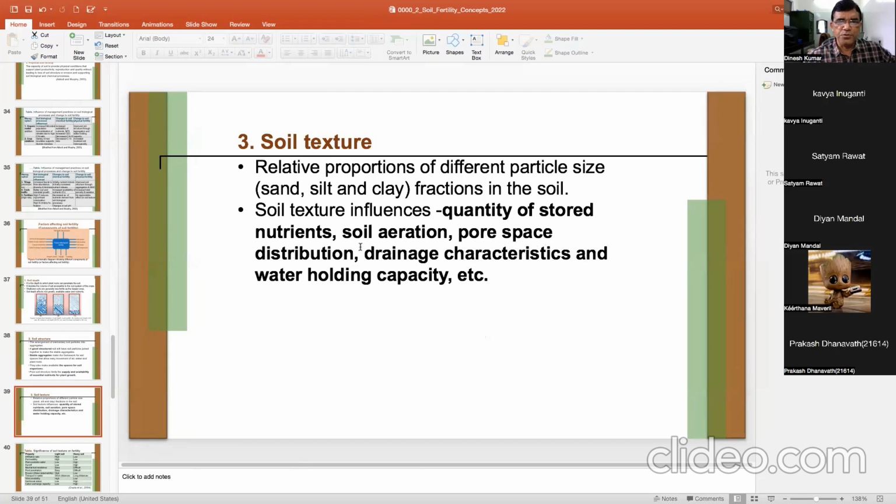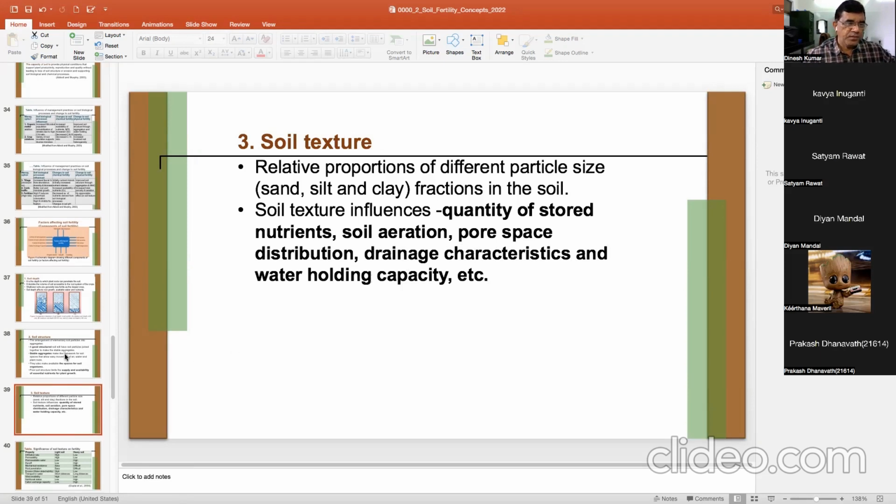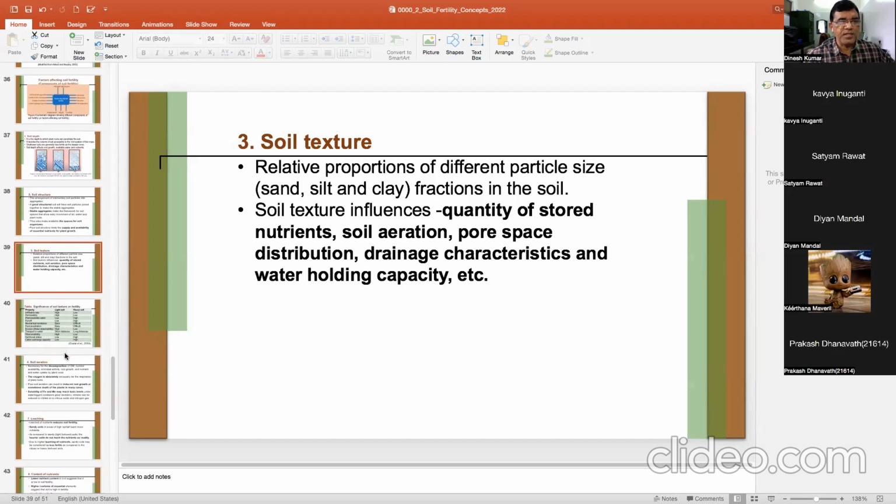Quantity of stored nutrients, soil aeration, pore space distribution, drainage characteristics, and water holding capacity. So soil texture is also important, particularly in aeration and your water holding capacity. So what kind of soil texture would be good? A soil which has more sand, or a soil which has more clay. Which one do you expect will be more fertile?